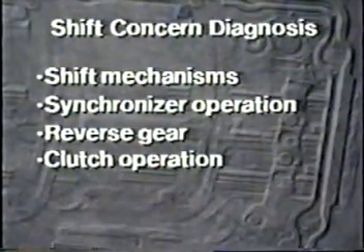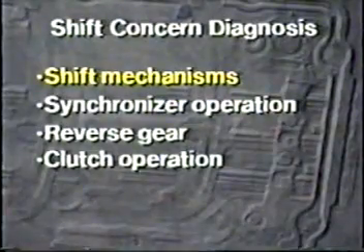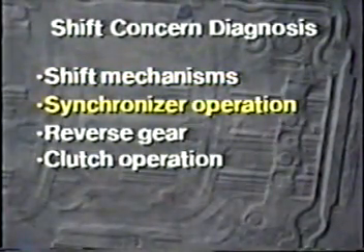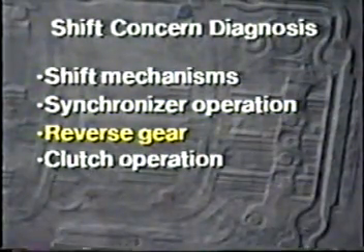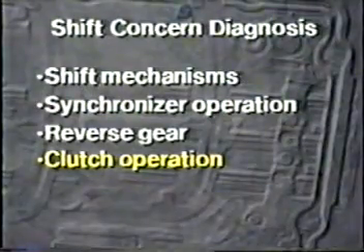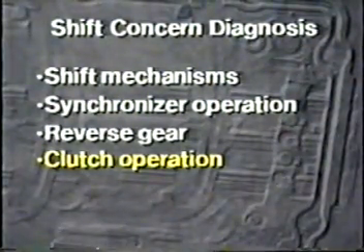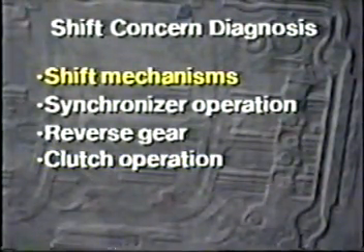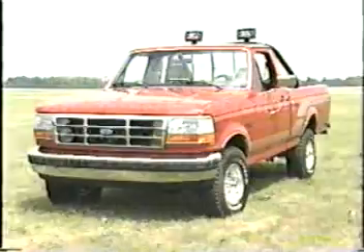In this topic, we'll start with shift levers, rails, and forks. Next, we'll focus on synchronizer operation and then the unique aspects of reverse gear operation. Finally, we'll have a look at the role proper clutch operation plays in shift concern problems. Let's start with the shift mechanisms.